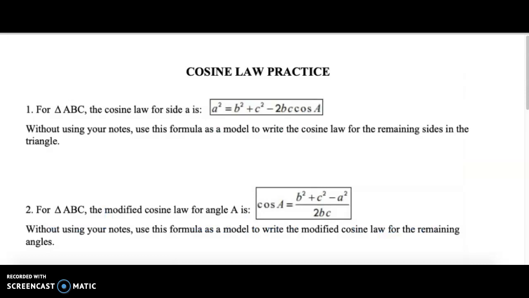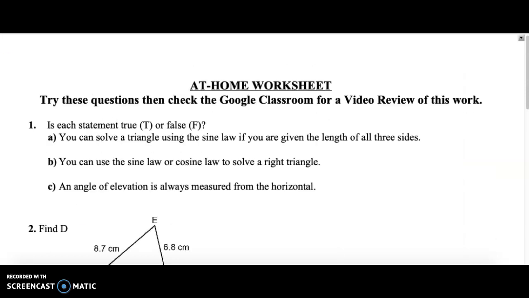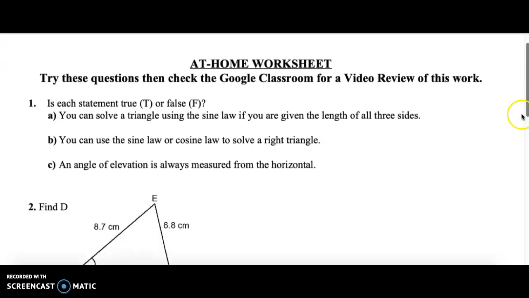Okay, so let's go over the questions that were assigned for you. We did all this in class, and now we're here. Question number 1, true or false?